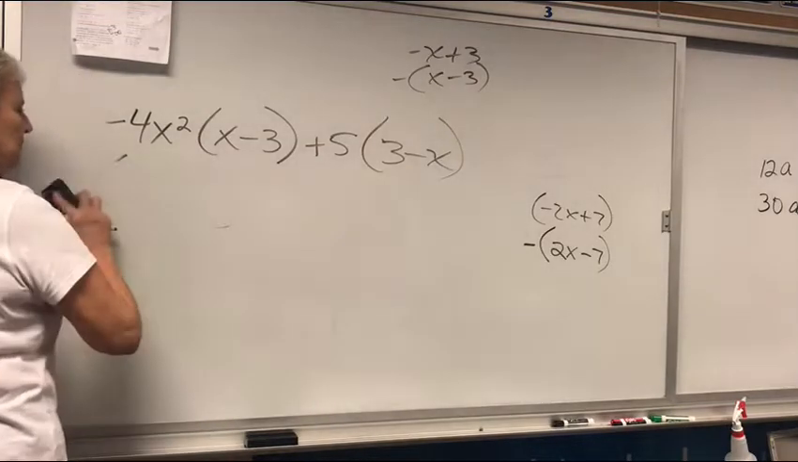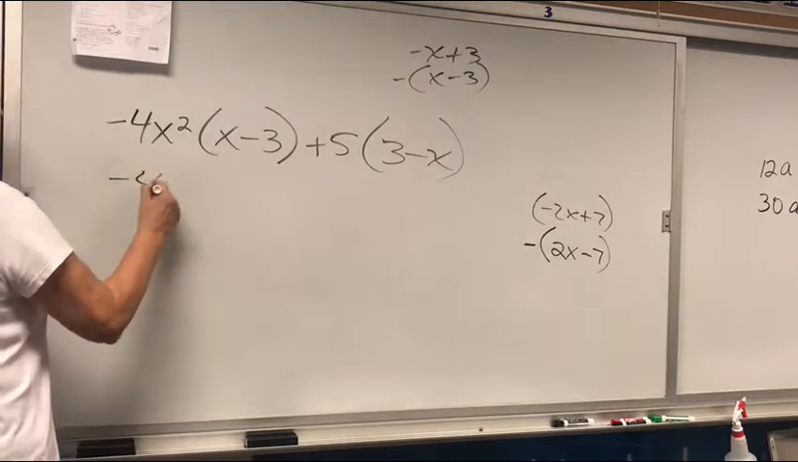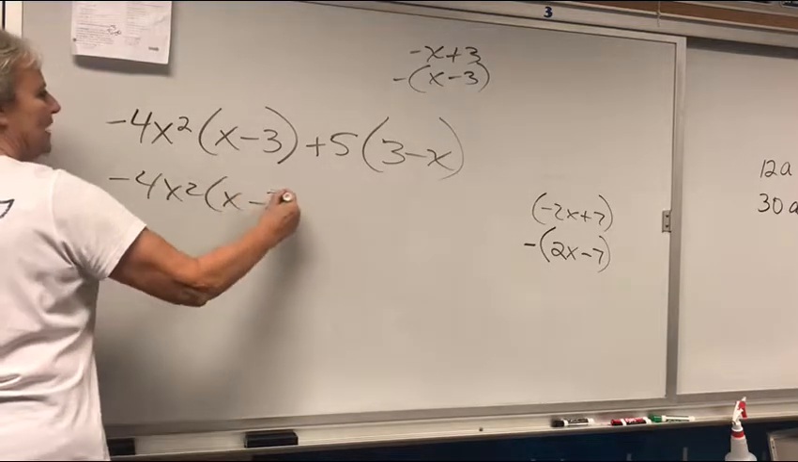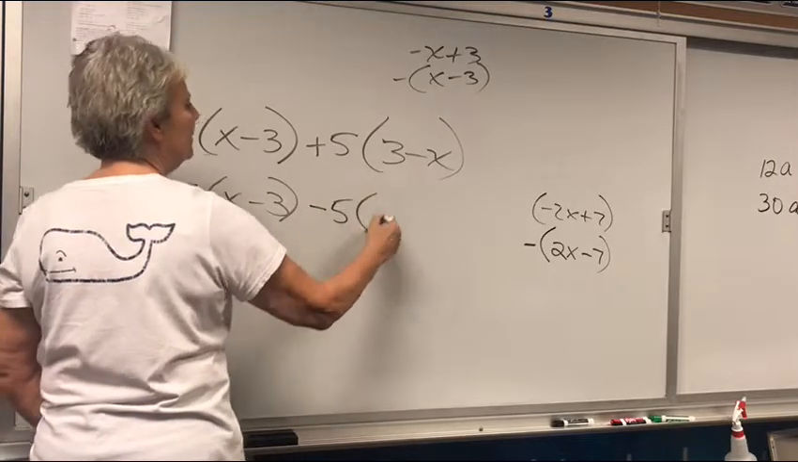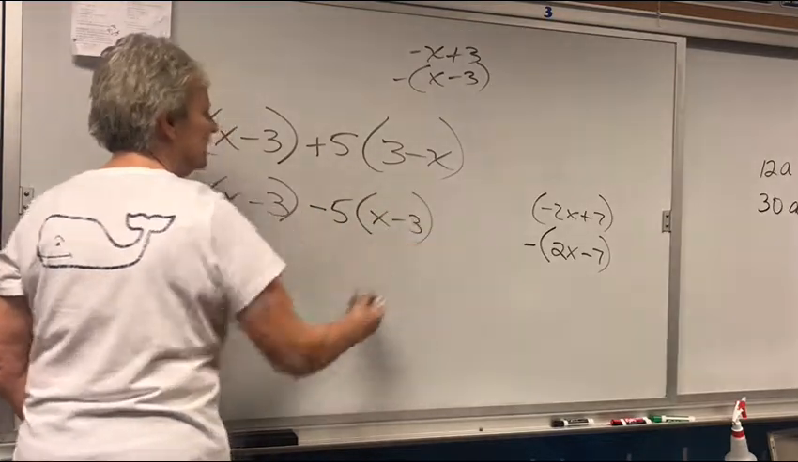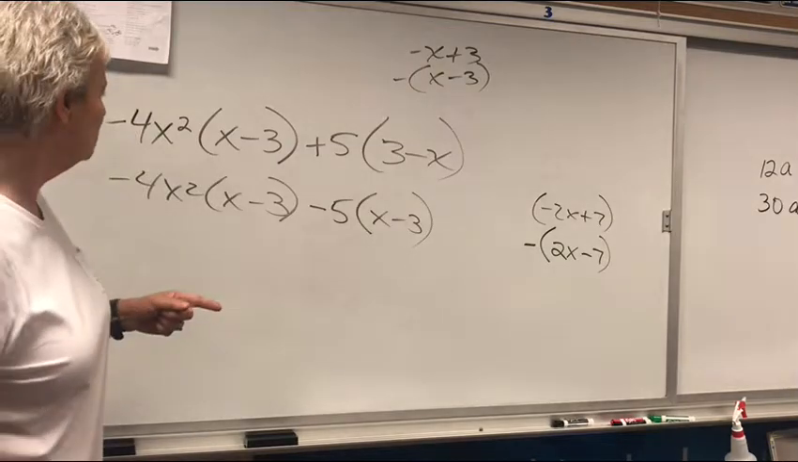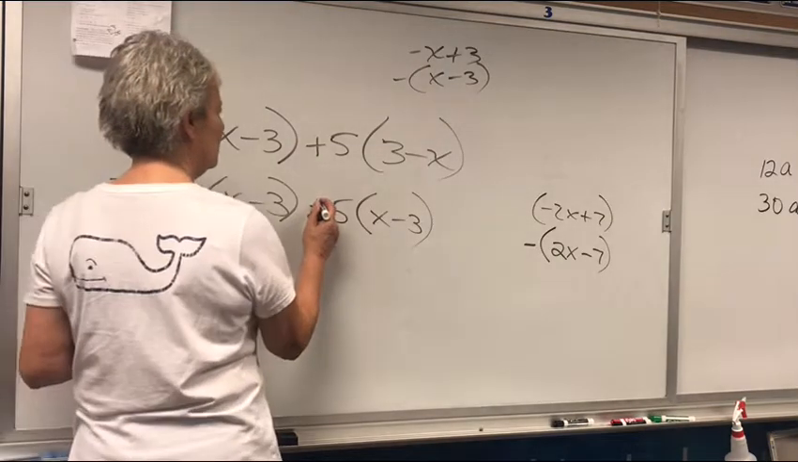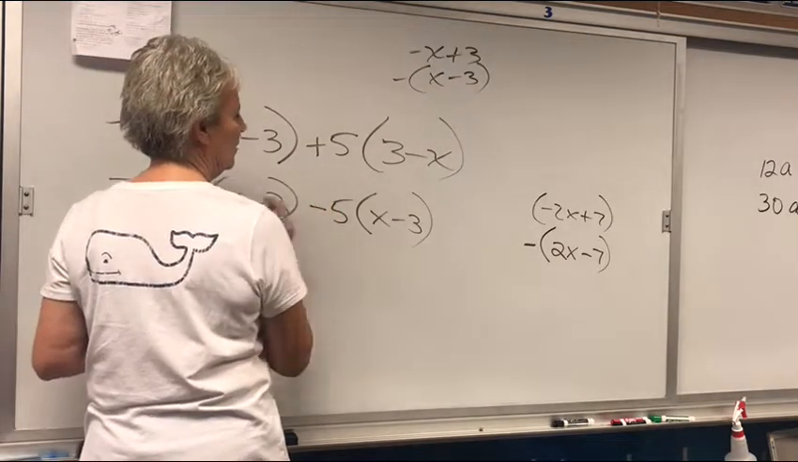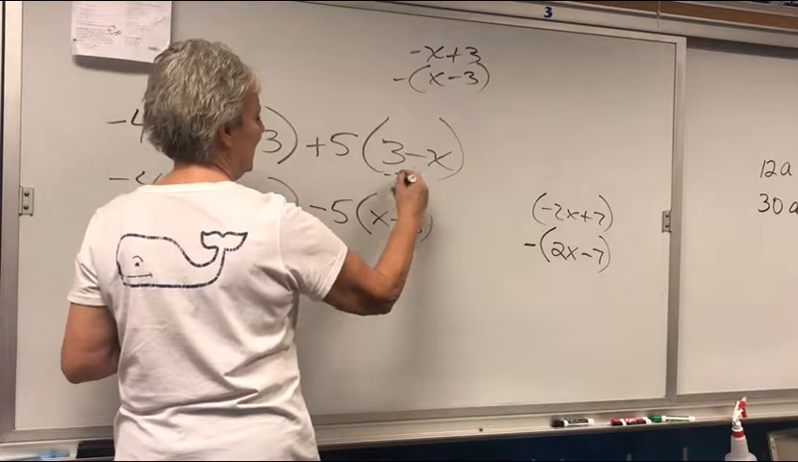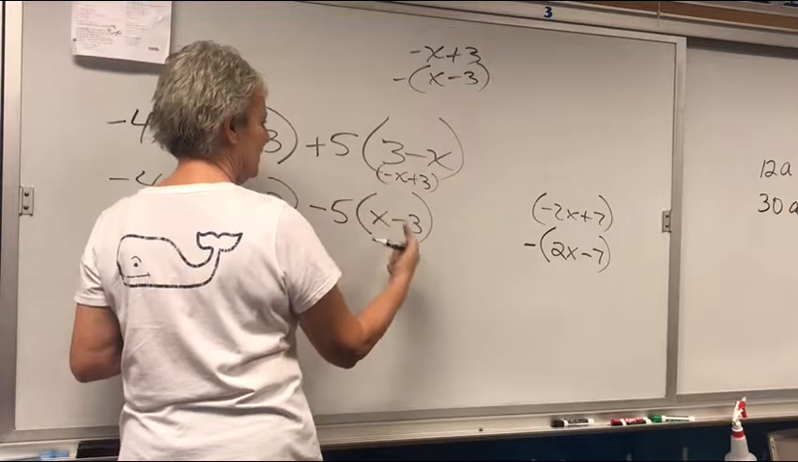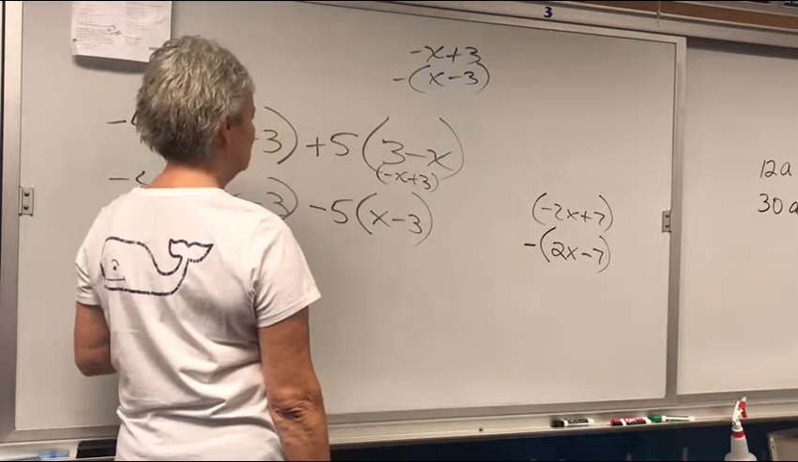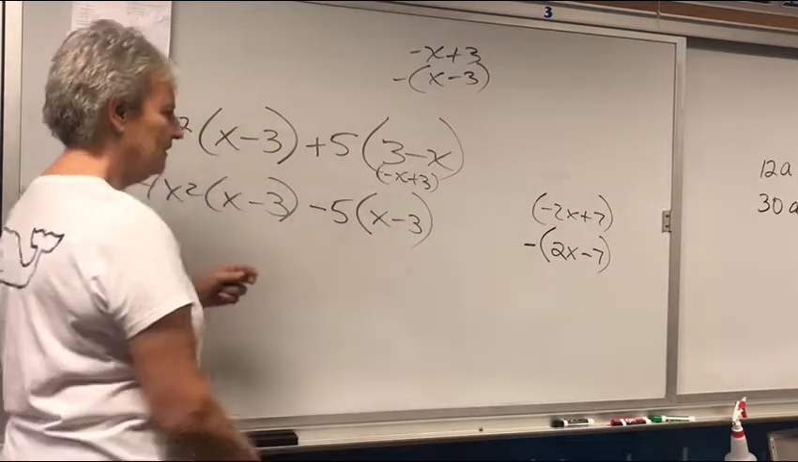Negative 4x squared, x minus 3. What do I do with that? Negative 5, and now you can have x minus 3. I just want to remind you on video: negative x plus 3, negative 5, x minus 3. Yeah, that's right. I was right.